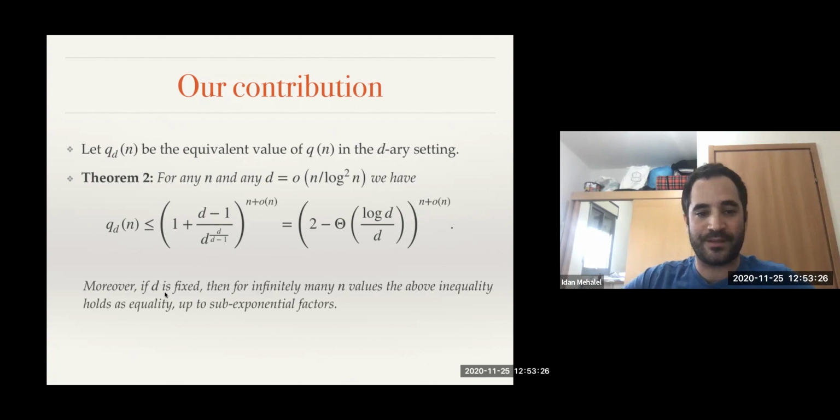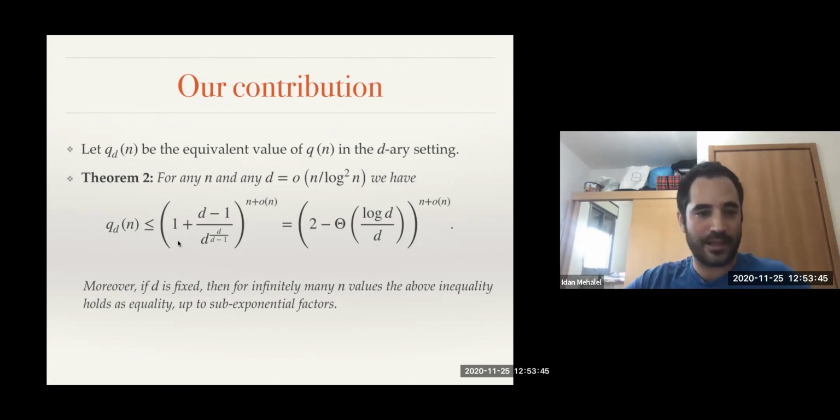And moreover, if D is fixed, then for infinitely many n values, this inequality actually holds as equality up to sub-exponential factors. So if D is fixed, for any D, we have infinitely many n values for which we know the exact value of Q_D of n.